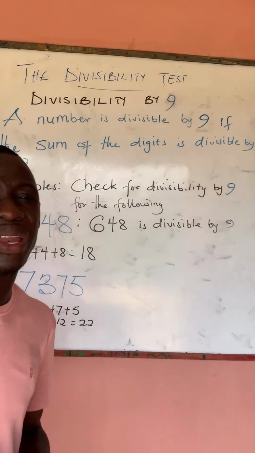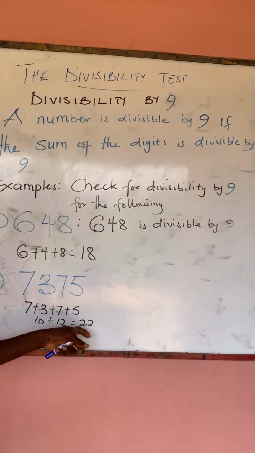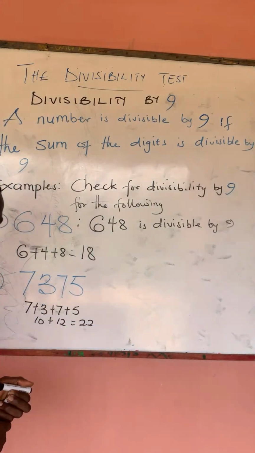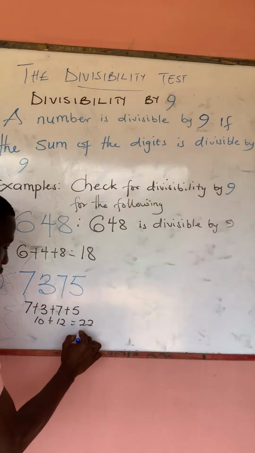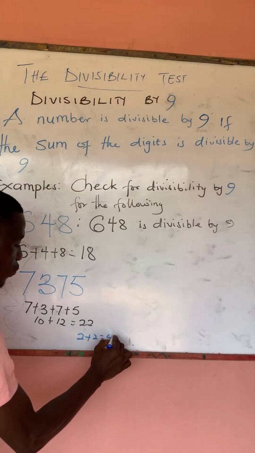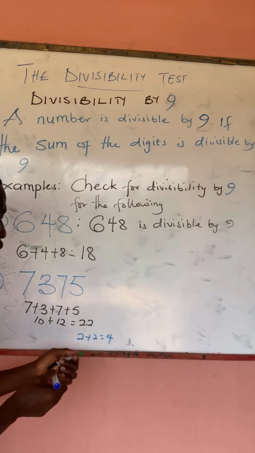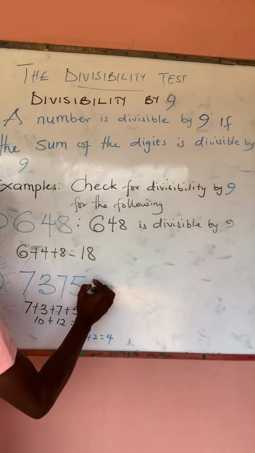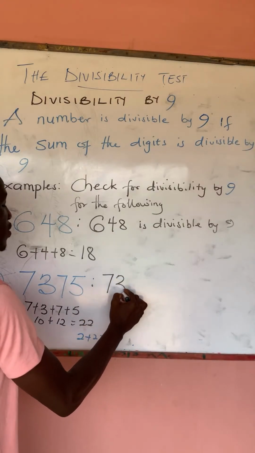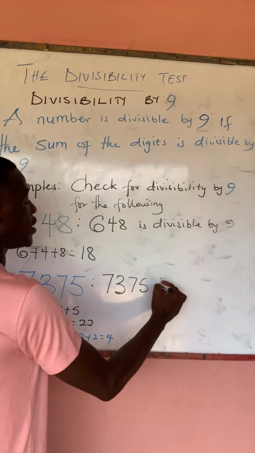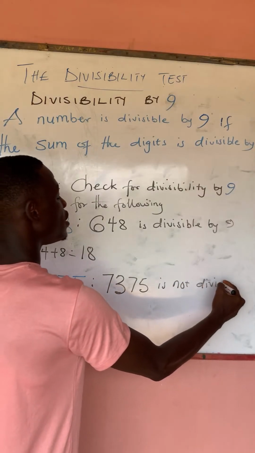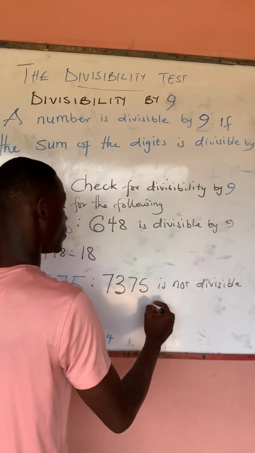We are not even sure whether it is divisible by 9 or not. So you can again add up the digits in this number, to get 2 plus 2. Now 2 plus 2 is equal to 4. You know that 4 is not divisible by 9. We're going to conclude that 7,375 is not divisible by 9.